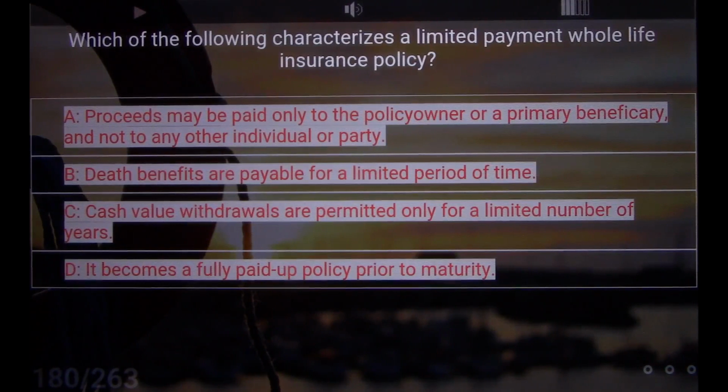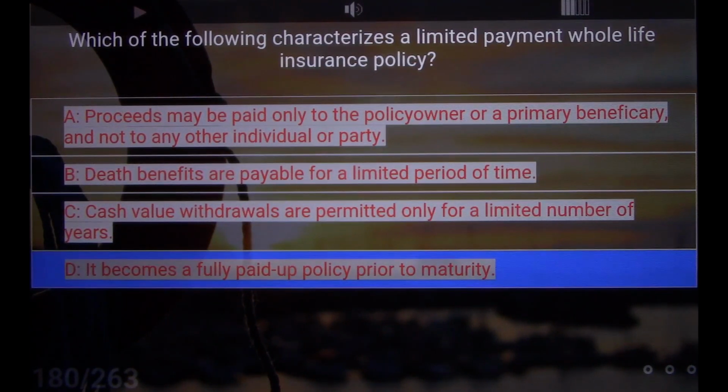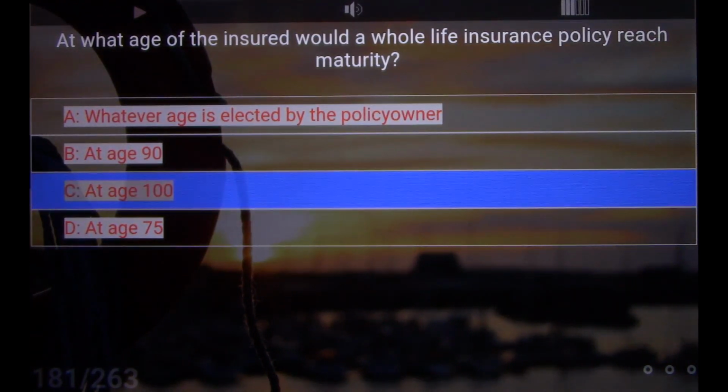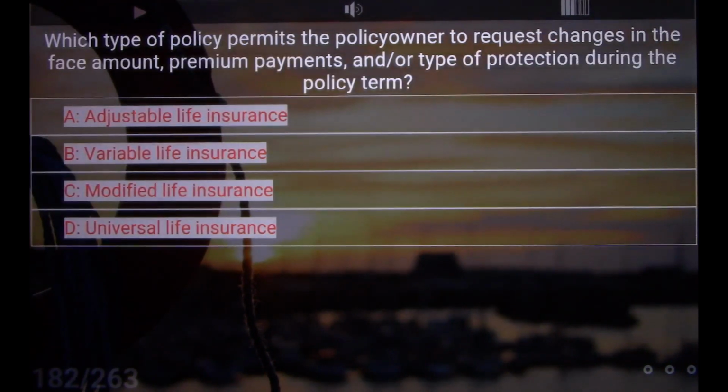Which of the following characterizes a limited payment whole life insurance policy? D. It becomes a fully paid up policy prior to maturity. At what age of the insured would a whole life insurance policy reach maturity? C. At age 100. Which type of policy permits the policyowner to request changes in the face amount, premium payments, and/or type of protection during the policy term?